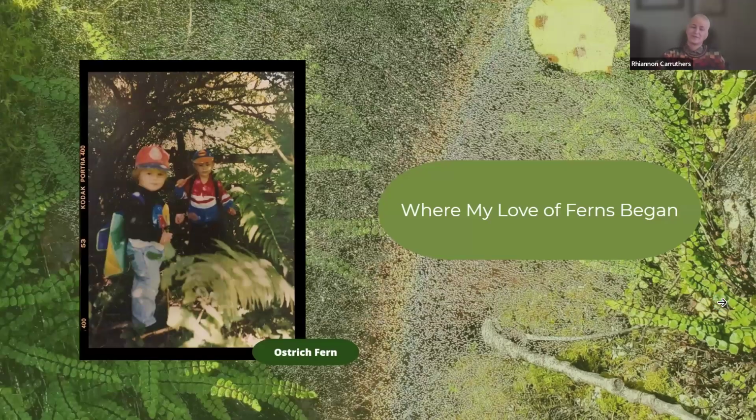So a bit about where my love of ferns began. I have always loved nature. You can see me here finding my first fern. It's a big ostrich fern that was taller than I was. When I first became a conservation ambassador, I didn't have any particular affinity for ferns any more than any other plants. And it was only once I started my role, which involves looking for rare plants along the trail, including the hartstongue fern, that my love and passion of ferns really took off.